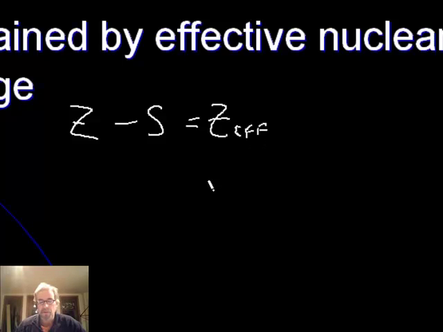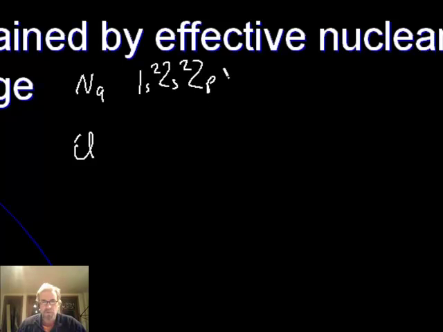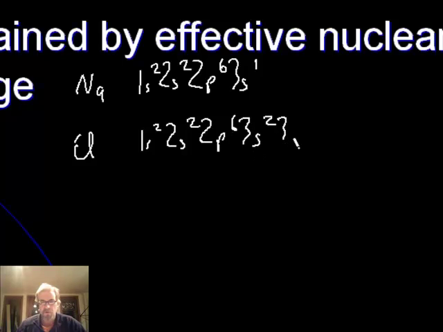Now the bigger the effective nuclear charge is, the more strongly the outside electrons are going to be pulled toward the nucleus, and the smaller that atom's going to get. We can see this using a couple of examples. Let's take two elements that are in the same period, sodium and chlorine. Sodium's electron configuration notation is 1s2, 2s2, 2p6, 3s1. Chlorine is 1s2, 2s2, 2p6, 3s2, 3p5.